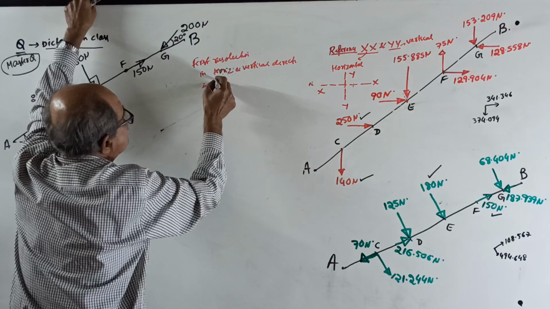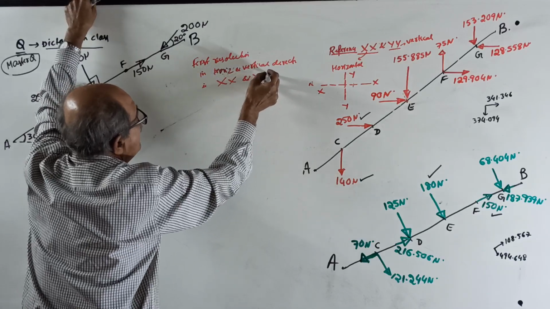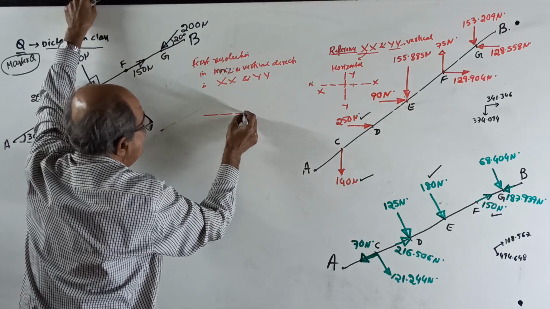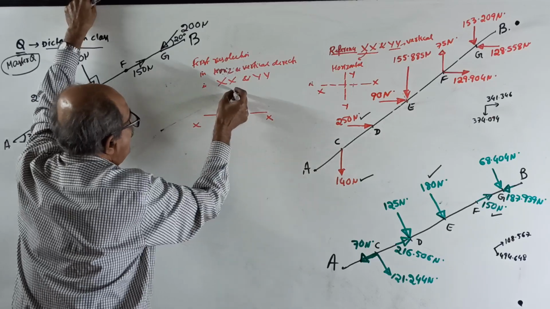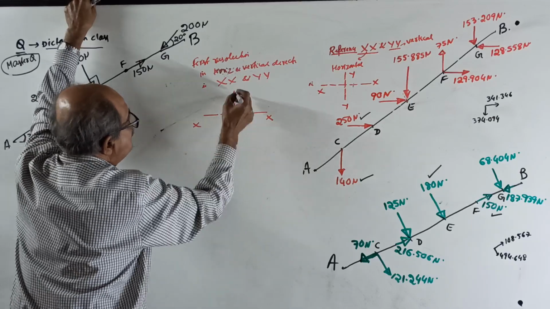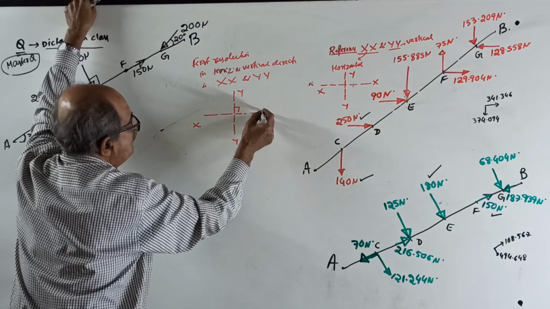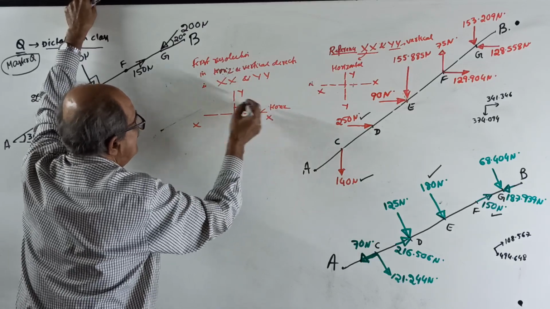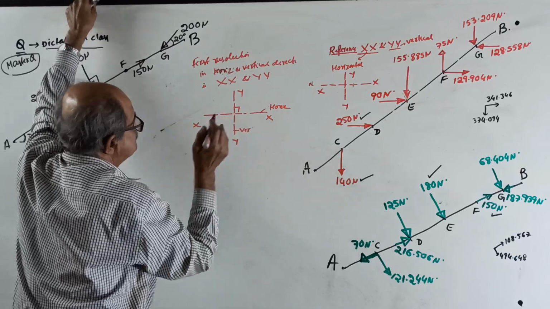That is XX and YY. Only for practice. Right here, XX is like this, YY is like this. Right this way, perpendicular, understood. This is horizontal, then this is vertical, over.